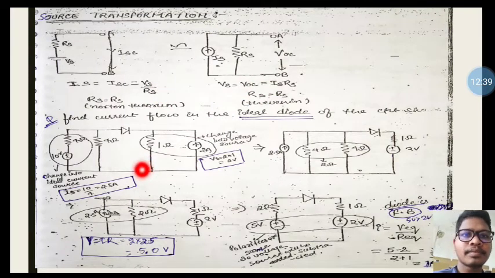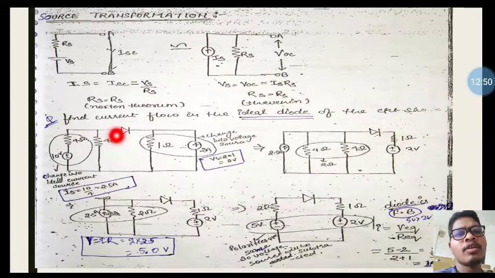Okay, so here is one question. It is asking to find the current flow in the ideal diode of the circuit shown. So we need to find the current across this diode. This is the ideal diode. Here the 10 volt source with the 4 ohm resistance are connected in parallel manner. Here also the 2 ohm resistance, 2 ampere source and 1 ohm resistance are connected in series manner.